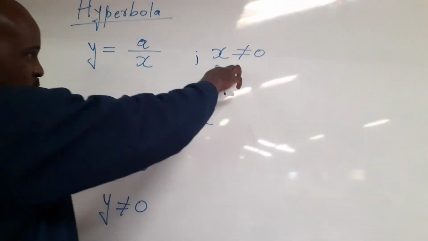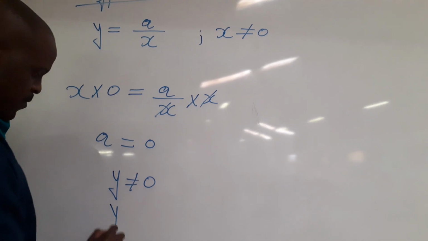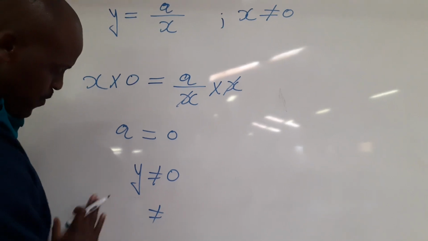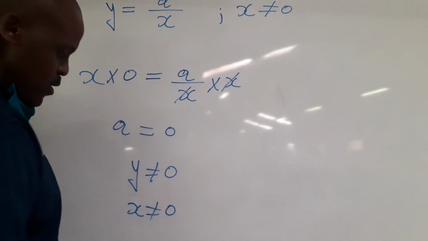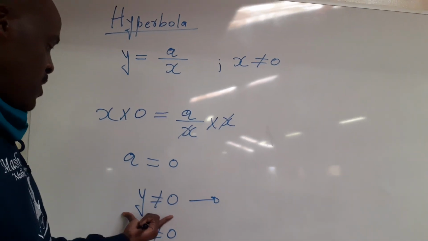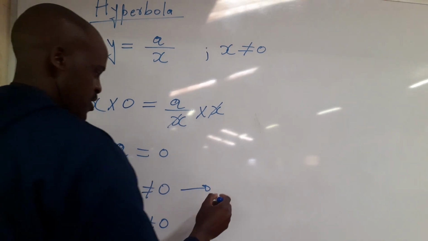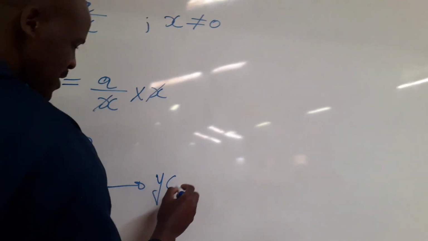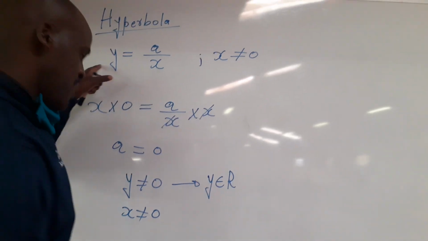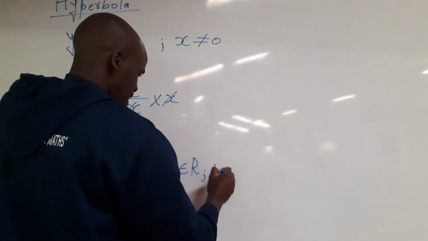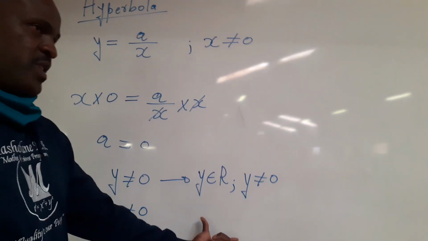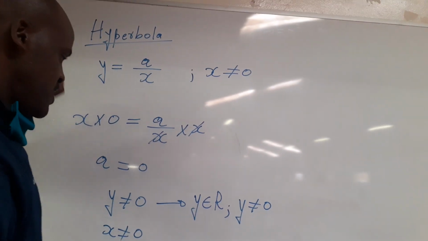X must not be equal to 0. Y must not be equal to 0. So this is a restriction for this function. A restriction in terms of y, we call it a range. Y can be any value. You can put any value in the place of y, but y must not be equal to 0. That's how to write a range for that function.